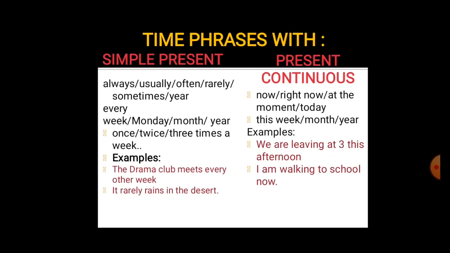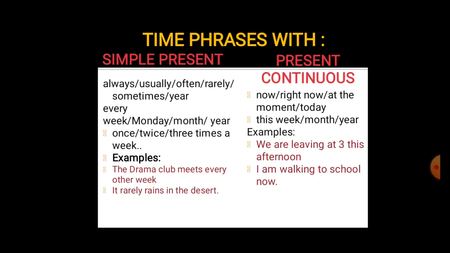Now, let us see a few more phrases which are time phrases used in simple present and present continuous. Always, usually, often, rarely, sometimes, or every year. These are used in simple present. Now, in present continuous, we use now, right now, at the moment, today. In simple present, we also use phrases like every week, Monday, month, year, once, twice, thrice, 3 times a week. And in continuous, we use this week, month, year.